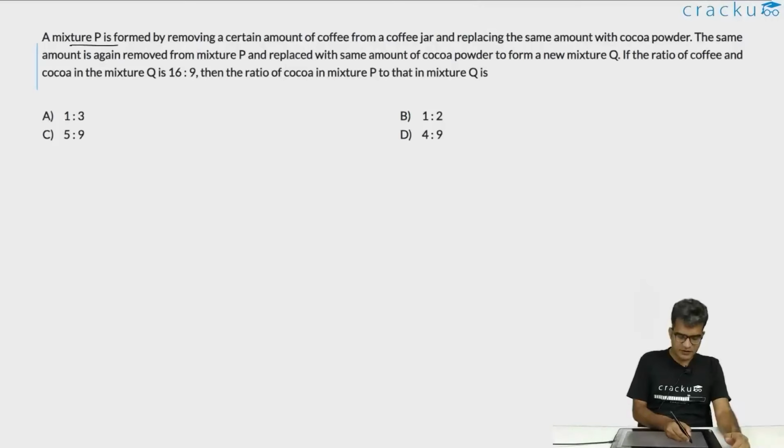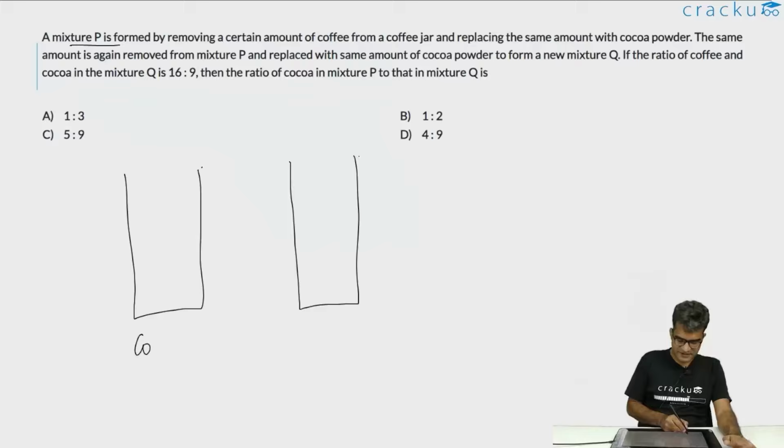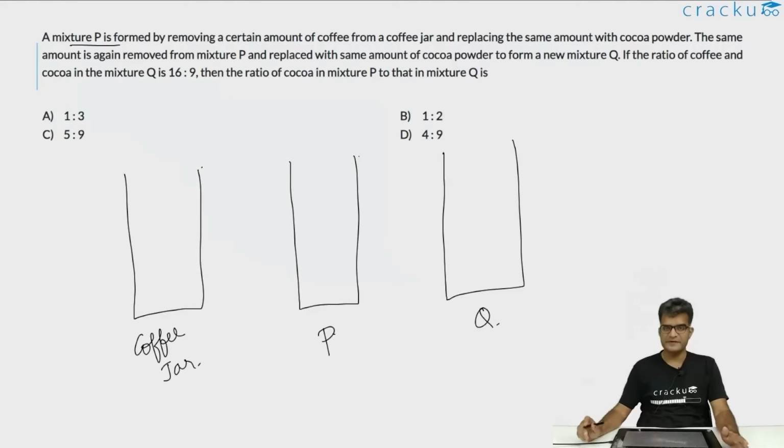In this question, we are told that there is a mixture P that was formed by removing some coffee from a coffee jar and replacing it with cocoa powder. So let us assume that this is the coffee jar. Initially, some amount of coffee is replaced with cocoa and a mixture P is formed. If the same process is repeated again, you get mixture Q. So again, from mixture P, a certain amount of coffee is replaced with cocoa powder.